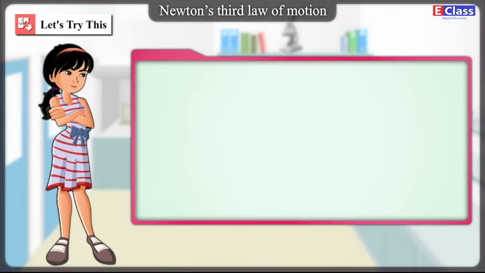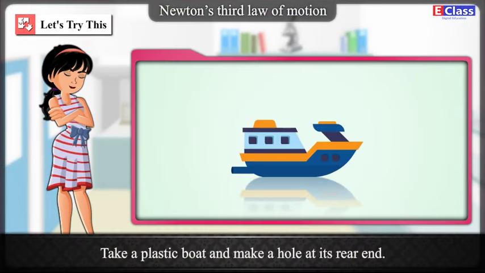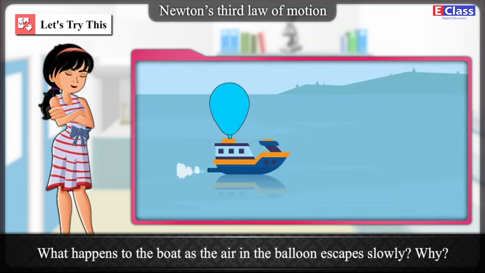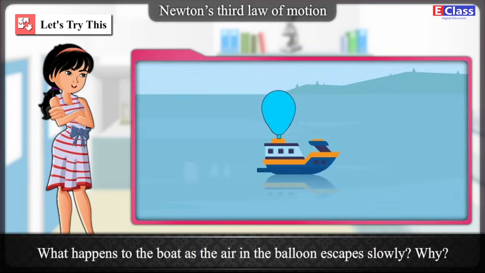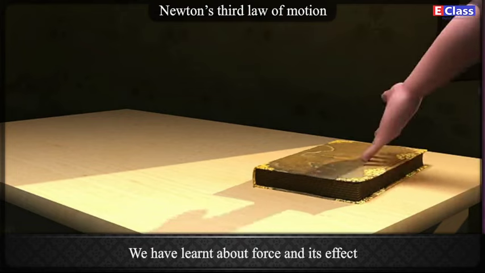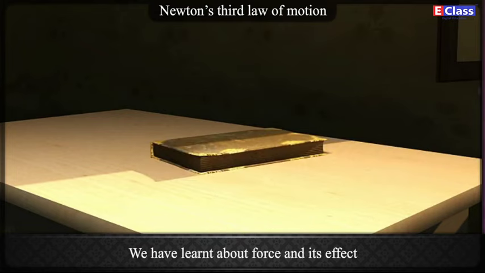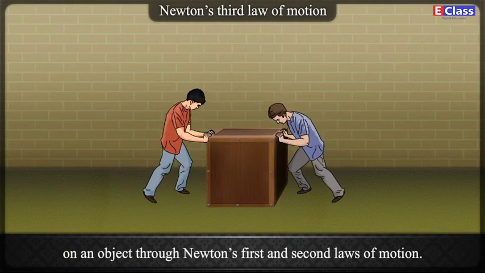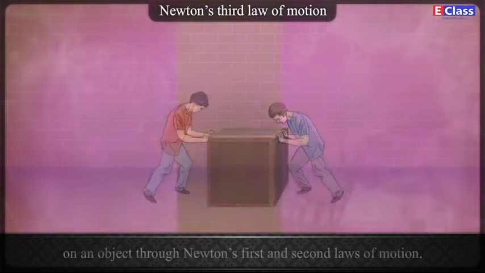Let's try this. 1. Take a plastic boat and make a hole at its rear end. 2. Inflate a balloon and fix it on the hole in the boat. Release the boat in water. What happens to the boat as the air in the balloon escapes slowly? Why? We have learnt about force and its effect on an object through Newton's first and second laws of motion.